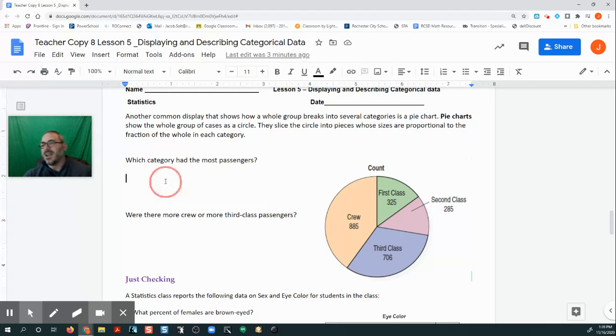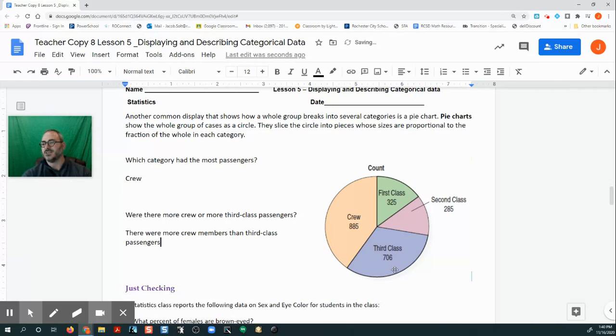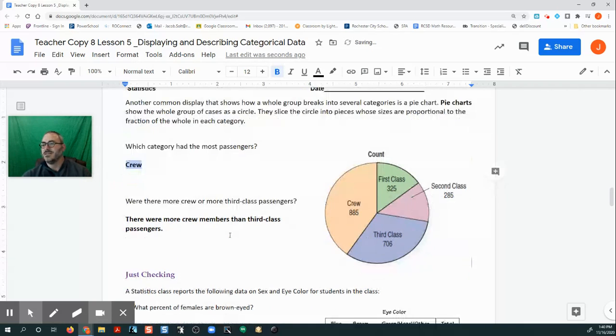So which category had the most passengers? Well, that's crew. Crew had the most passengers. Were there more crew or more third-class passengers? I can easily see there were more crew members than third-class passengers. And I have to make these bold so you know that I wrote them in.